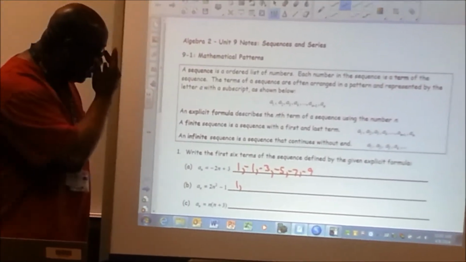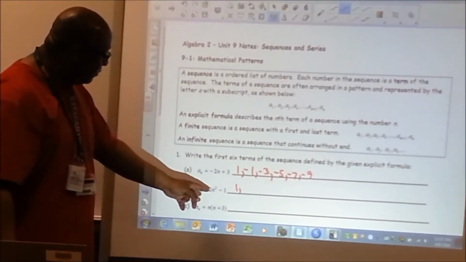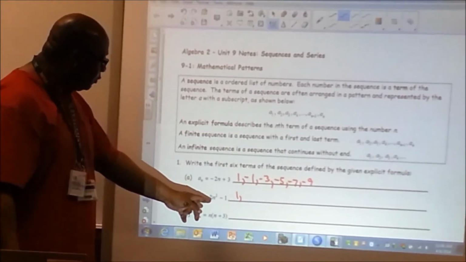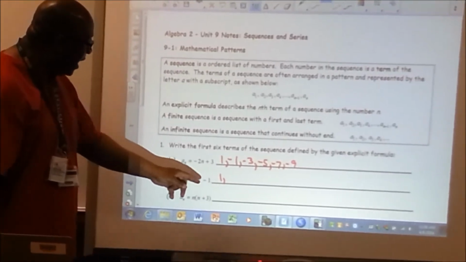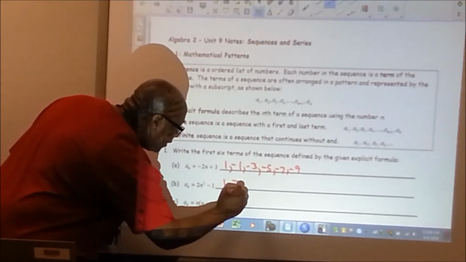A of 2 will be 2 times 2 squared. 2 squared is 4. 2 times 4 is 8, minus 1. That should be 7.